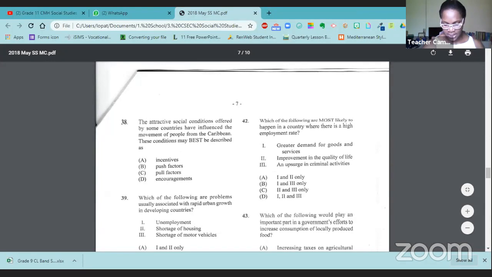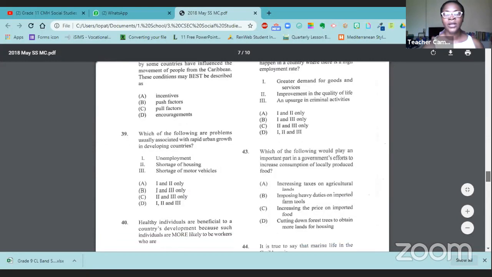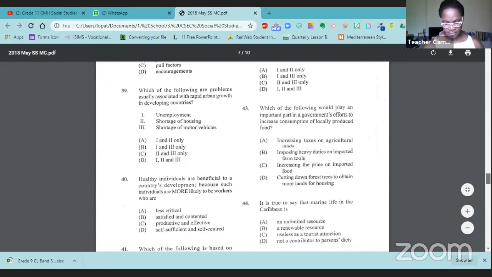And the answer for that would be A, where you have a greater demand for goods and services, as well as improvement in the quality of life. 43, which of the following would play an important part in a government's effort to increase consumption of locally produced food? And the answer would be C, increasing the price on imported food.